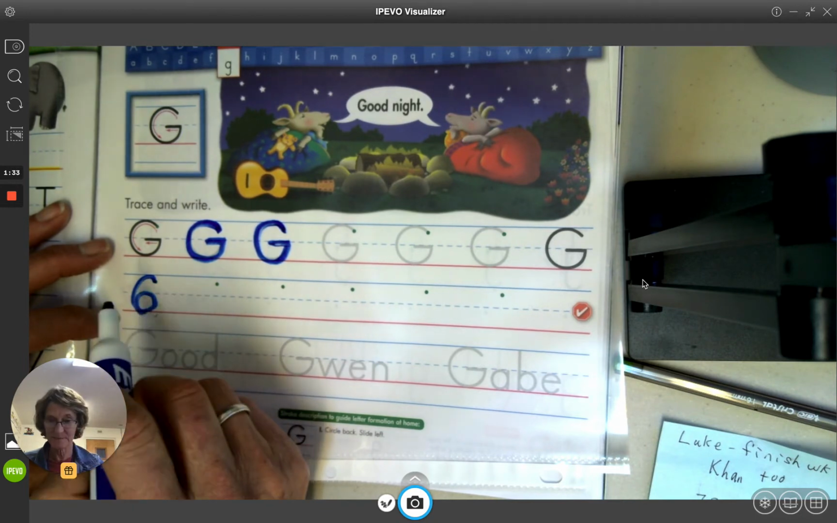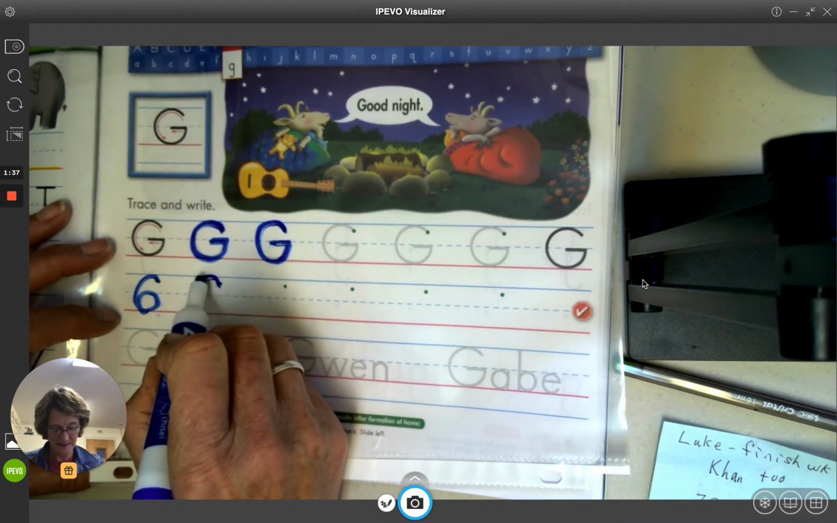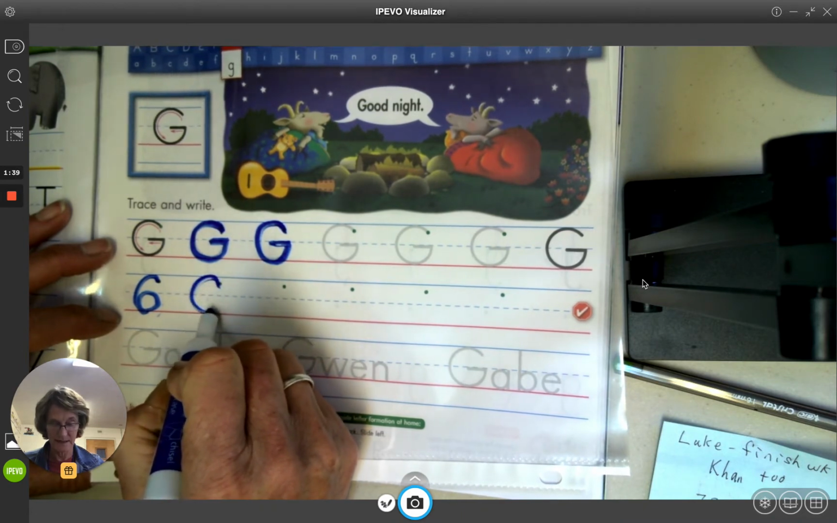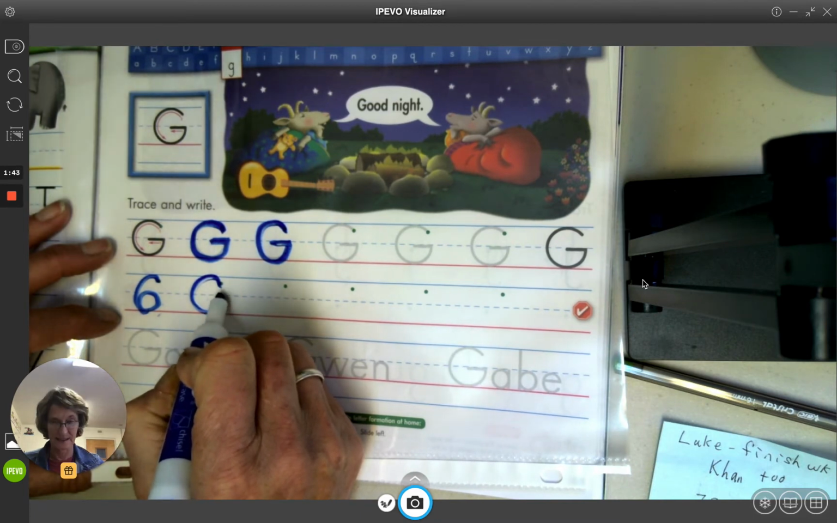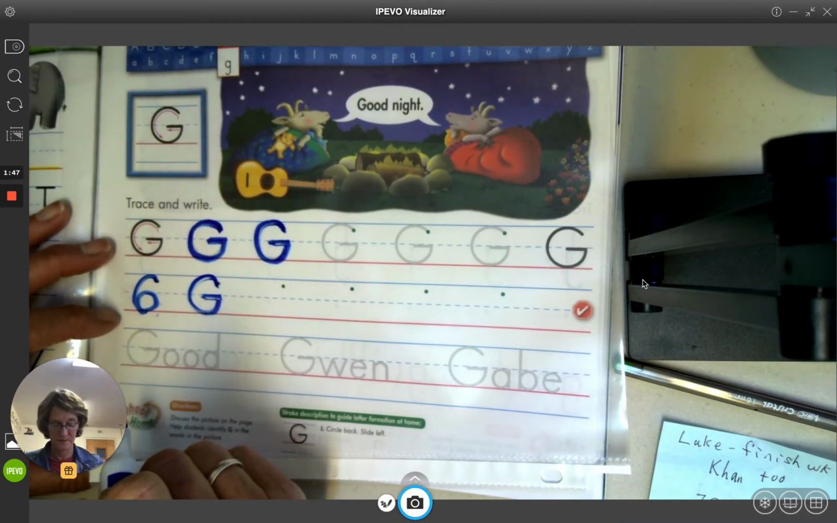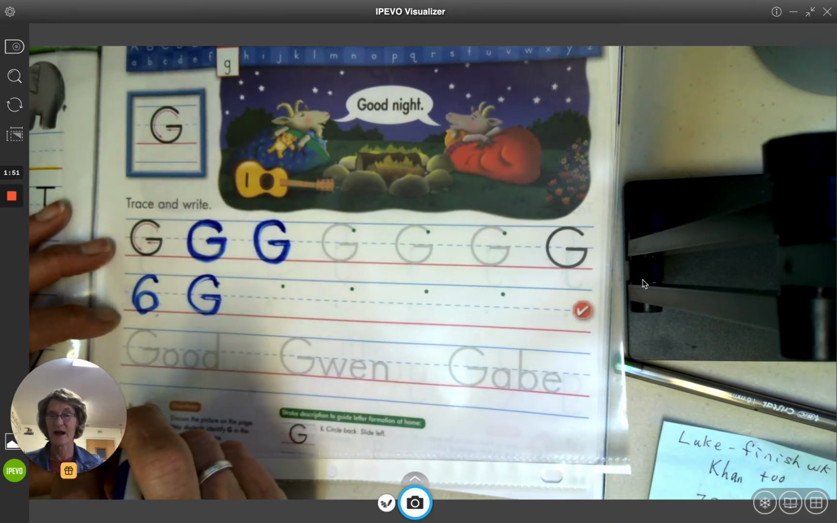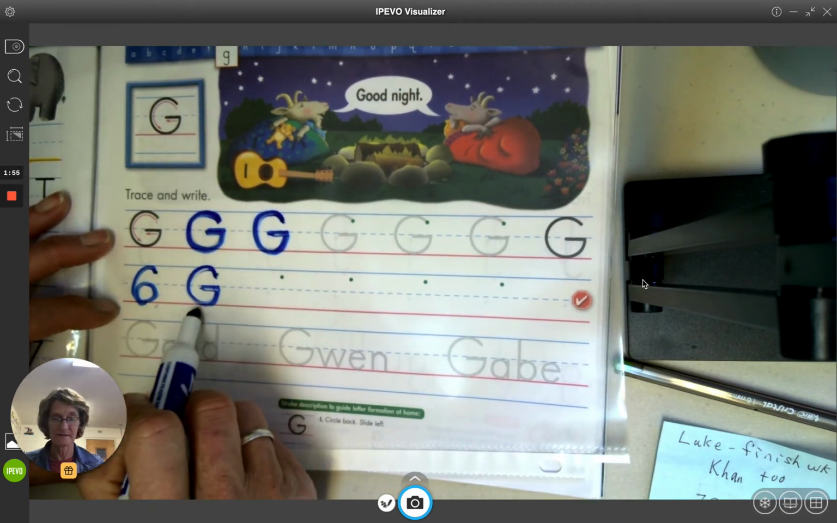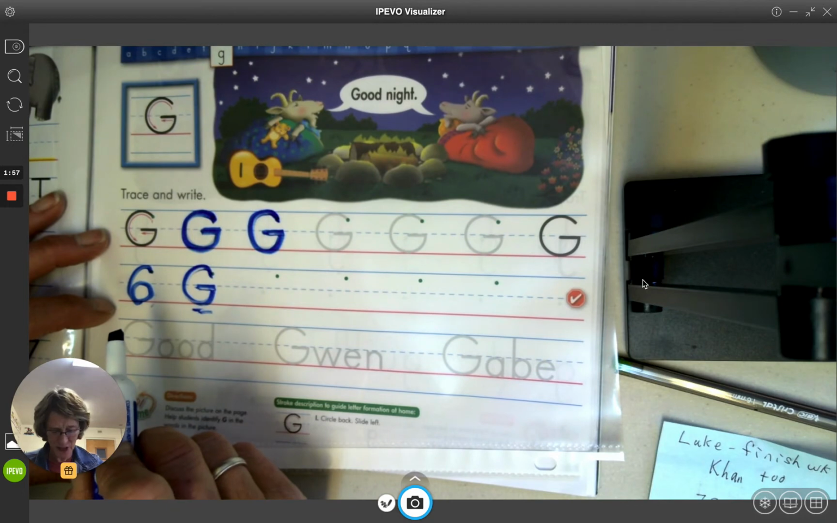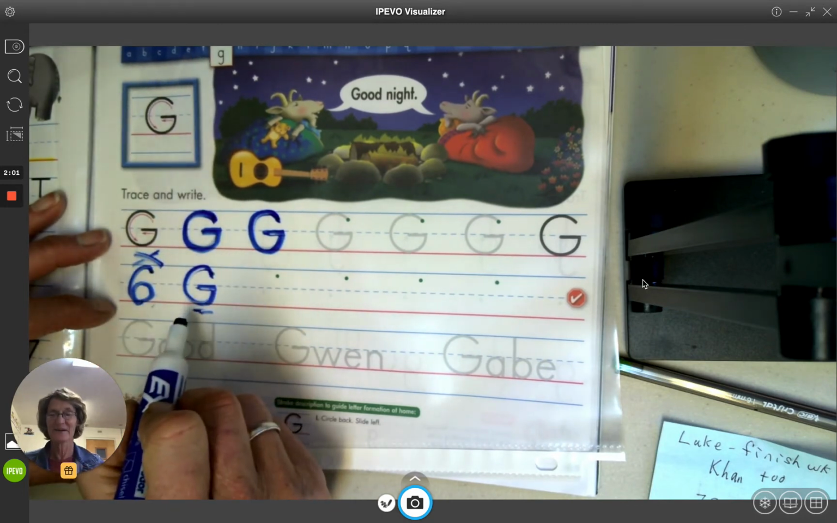Not the G. The G, this part's the same as a 6, but now right here, you stop at the dotted line and make a straight line going in. When they're right next to each other, you can see how different they are. So make sure it's a G, not a 6.